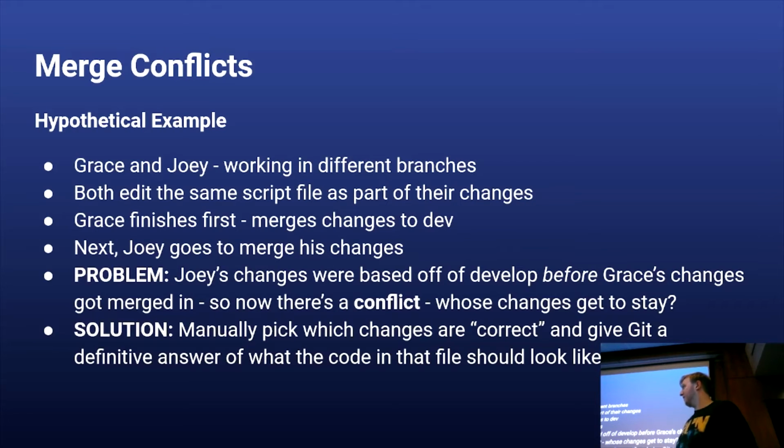So here's a hypothetical example. Grace and Joey are working in different branches. Both edit the same file as part of their changes. Grace finishes first and merges her changes to the development branch. Next, Joey goes to merge his changes. Uh-oh, there's a big problem. Joey's changes were based off of dev before Grace's changes got merged in. He didn't pull before he pushed. So now there's a conflict. Whose changes get to stay? To fix this, you have to manually go in and pick which changes are the ones that you want to keep, and then delete the other ones, and give Git a definitive answer on what the final code should look like.